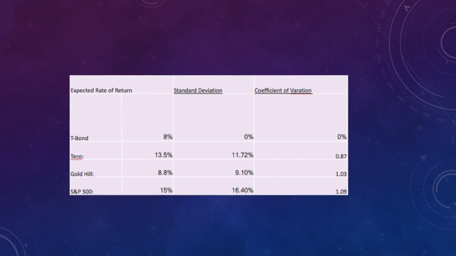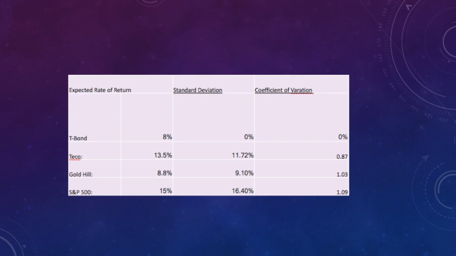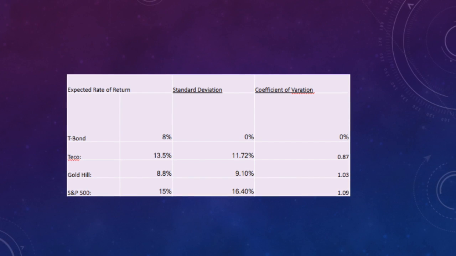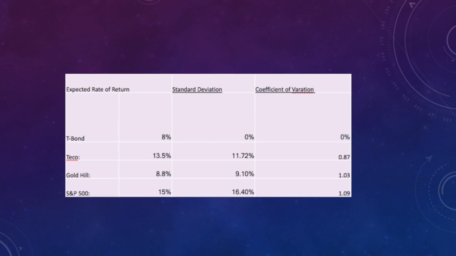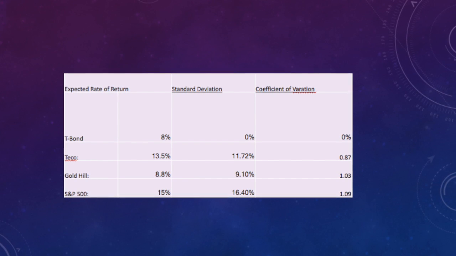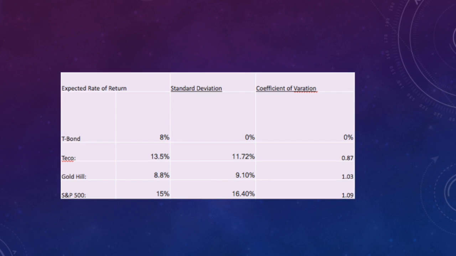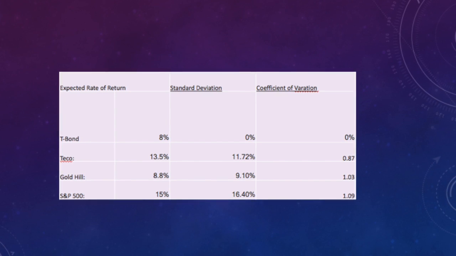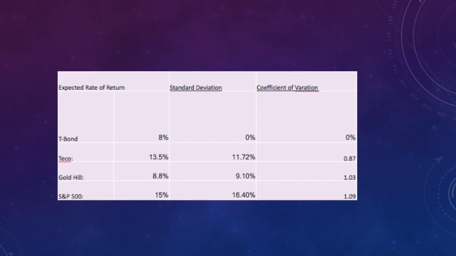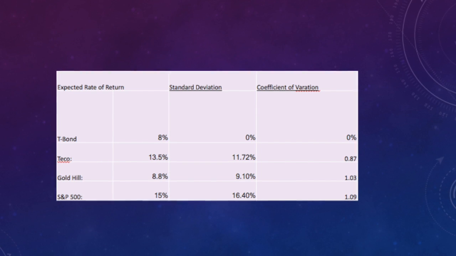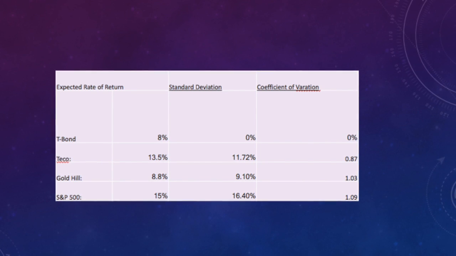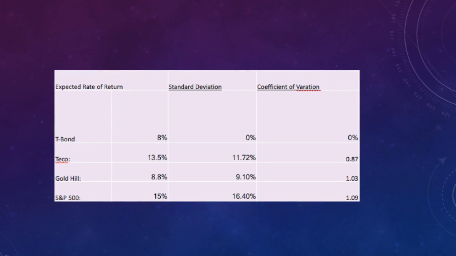So in this case, it is better to use the coefficient of variation because with this measure, the expected value can be considered along with the amount of risk per unit of return. And based on the data, TECO would be the best alternative since it has the highest expected rate of return and the lowest coefficient of variation.